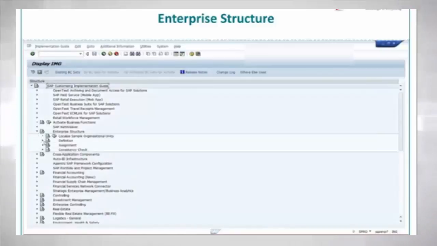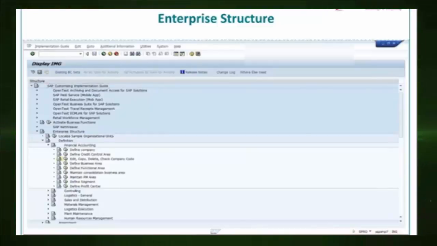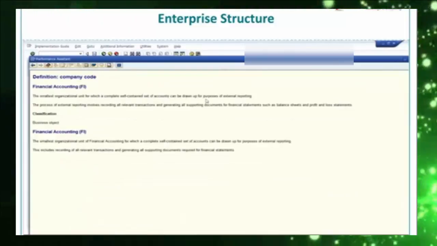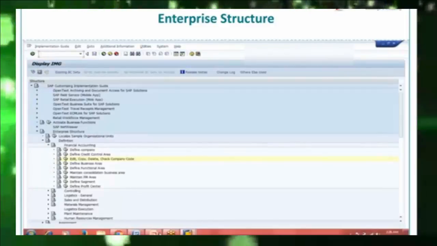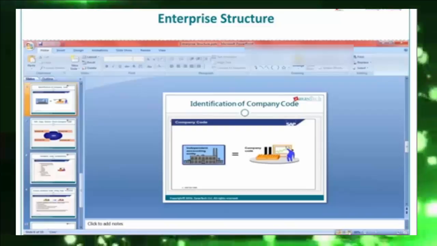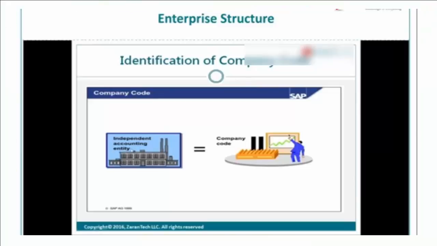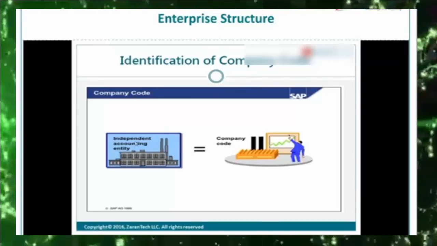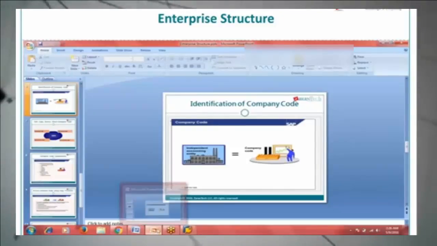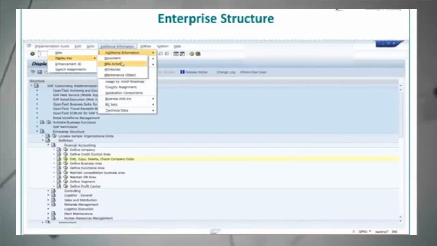Copy function: when you double click here, it asks for the copy organizational object. It takes a little time to do the copy. Meanwhile, we'll quickly see what we have covered so far. Company code: we have seen enterprise structure terminology, identification of company code, edit, copy, delete, check company code, and also company code components and options.